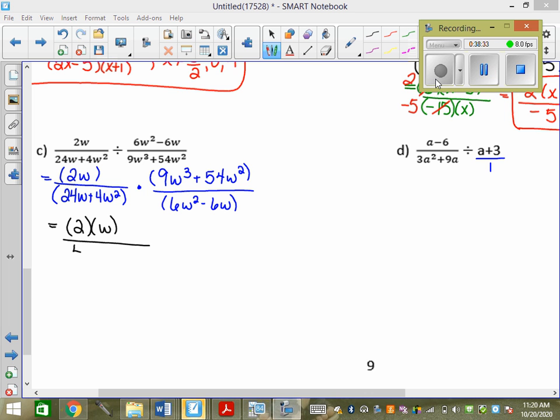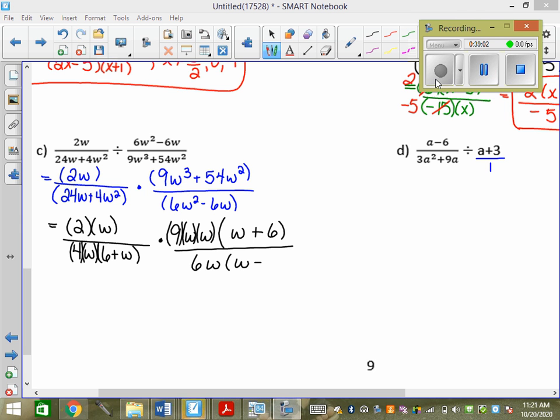Then we can take out a 4W and we're left with 6 plus W. Times, you can take out a 9W squared. So instead of saying 9W squared, we could say 9WW, right? 9W squared out of 9W cubed is a W. 54W squared, take out 9W squared is a 6. Take out a 6 and a W, and I'm left with W minus 1.